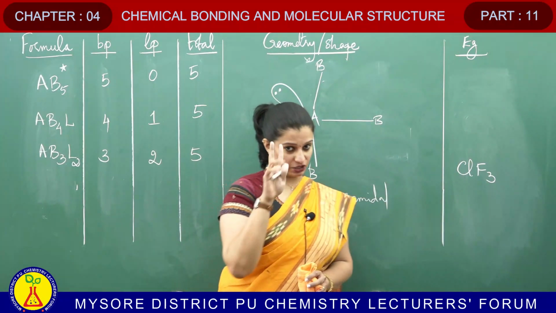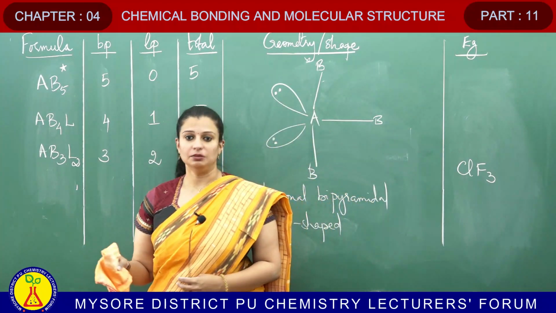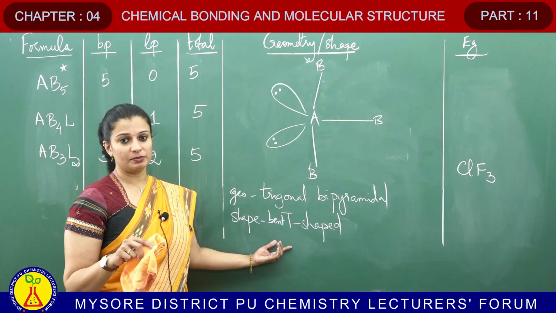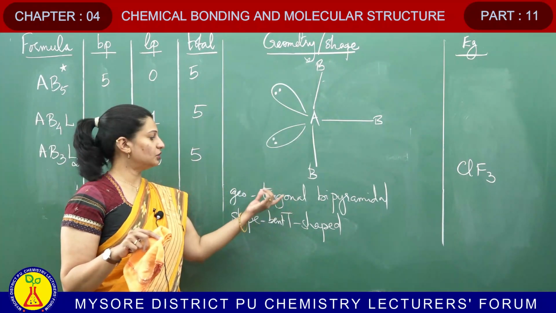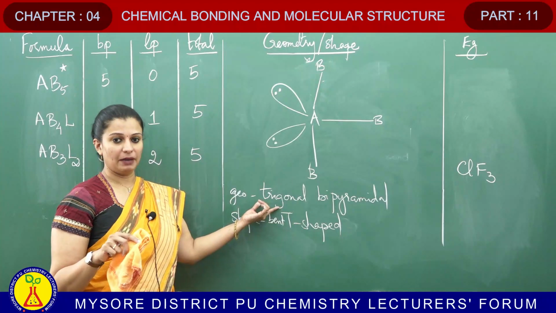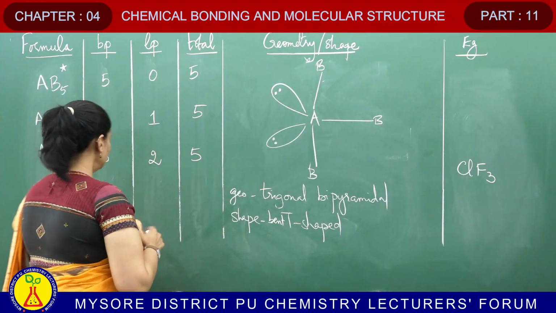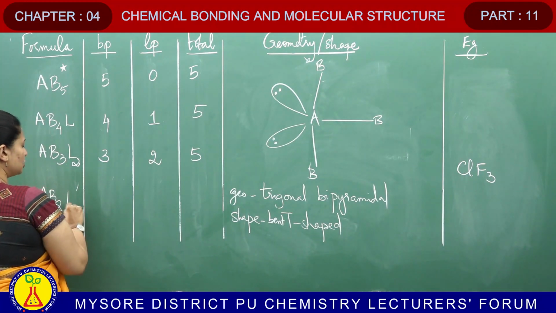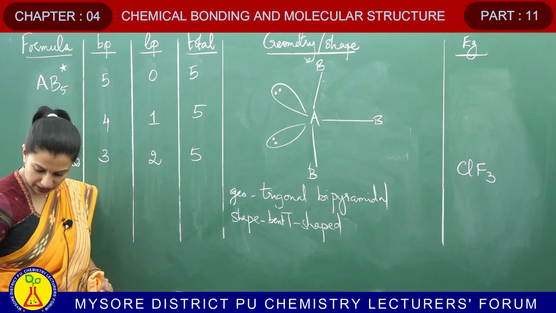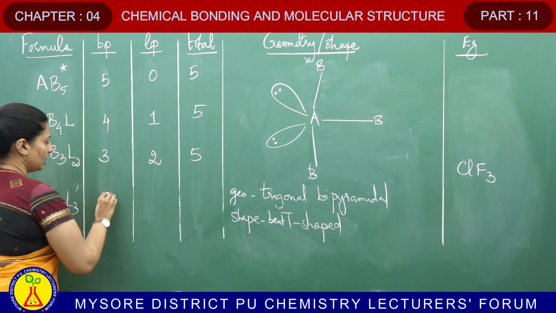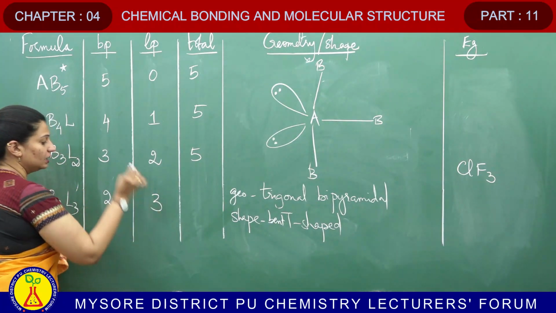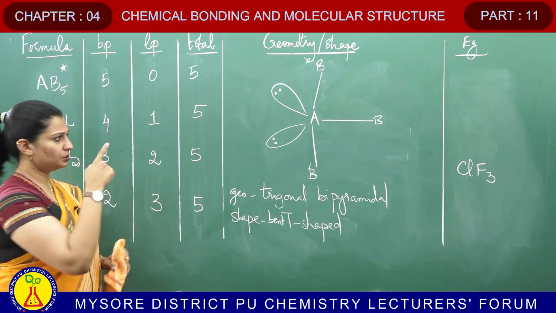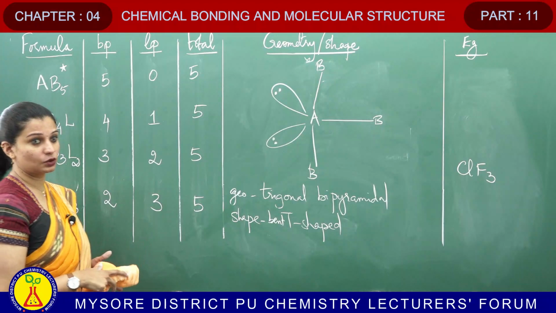So your chlorine has 2 lone pairs and 3 bond pairs. So when you have 2 lone pairs and 3 bond pairs, the shape of the molecule will become bent T-shaped, but the geometry remains trigonal bipyramidal. Now the last one under this category, which is AB2L3. Now you have 2 bond pairs and 3 lone pairs. Total still remain 5. Now you guess and tell me, where should I put the last lone pair?